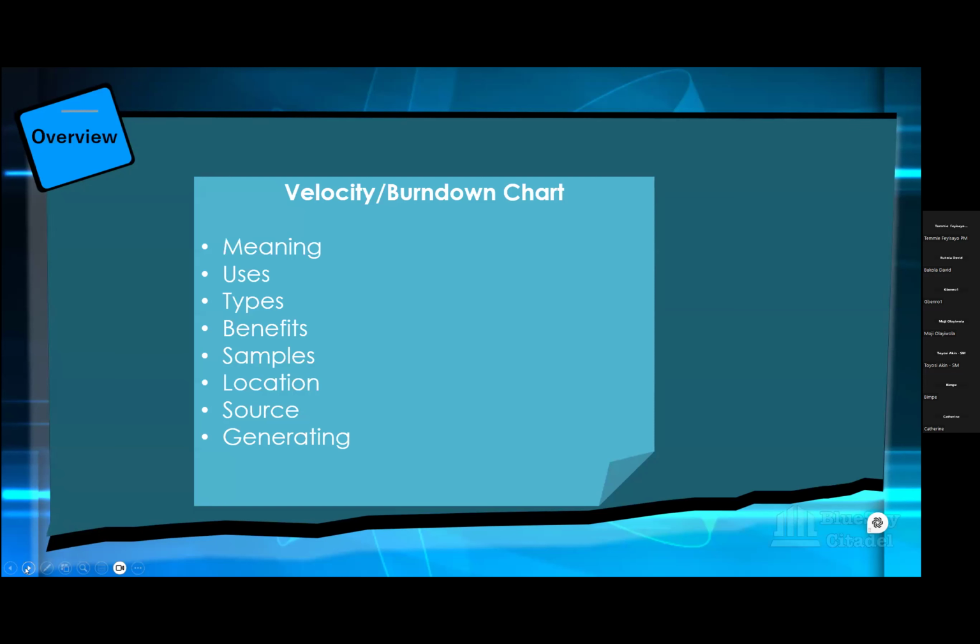And then we'll need to know what they mean, what we use them for, the types of metrics that we have, and the benefits. We'll look at some samples. Where are they located on our project board? How do we get them? And then we'll be generating them.